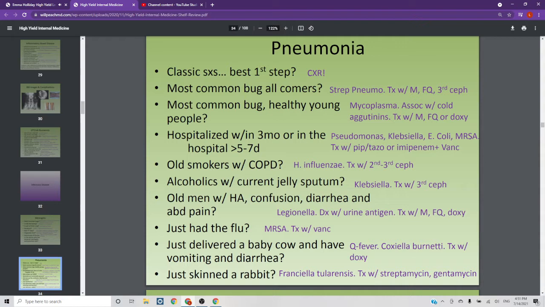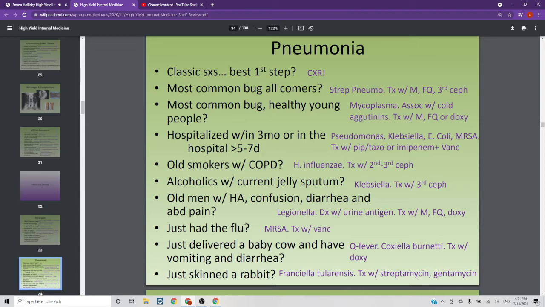So a lot of books describe Legionella pneumonia as pneumonia plus. So it's the common respiratory symptoms of pneumonia, but they also might have diarrhea. They might have altered mental status. So it's pneumonia plus syndrome is Legionella. If they just had the flu, what might grow in their lungs? Staph. And they're a farmer. They just delivered a baby cow in the barn, and now they got pneumonia and vomiting and diarrhea.